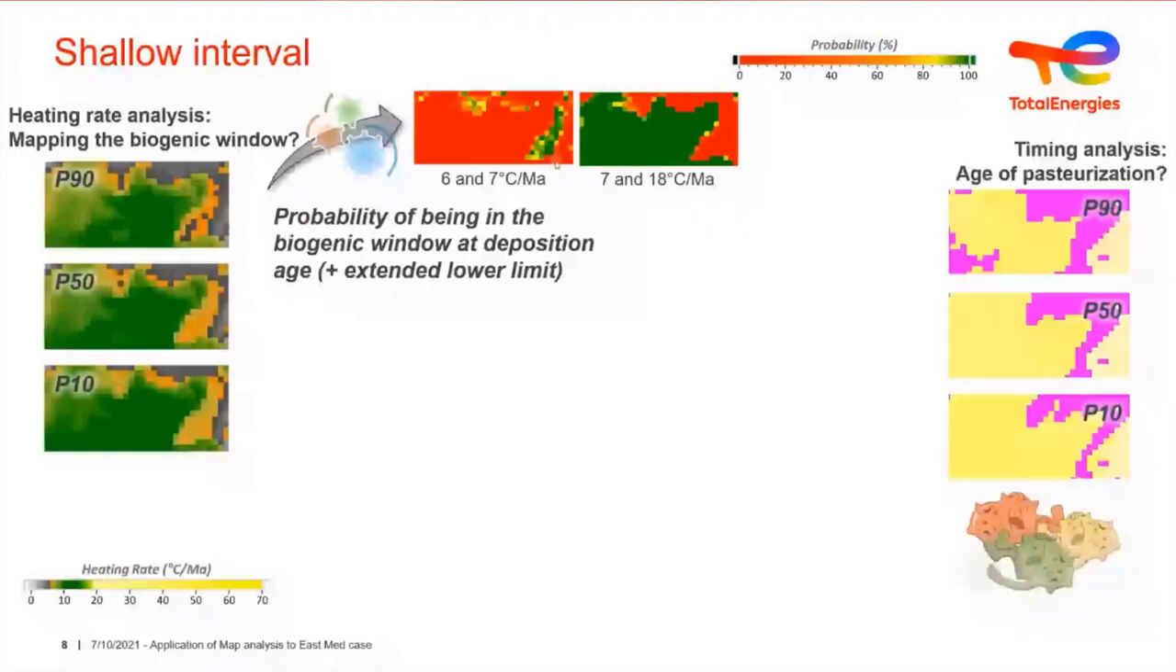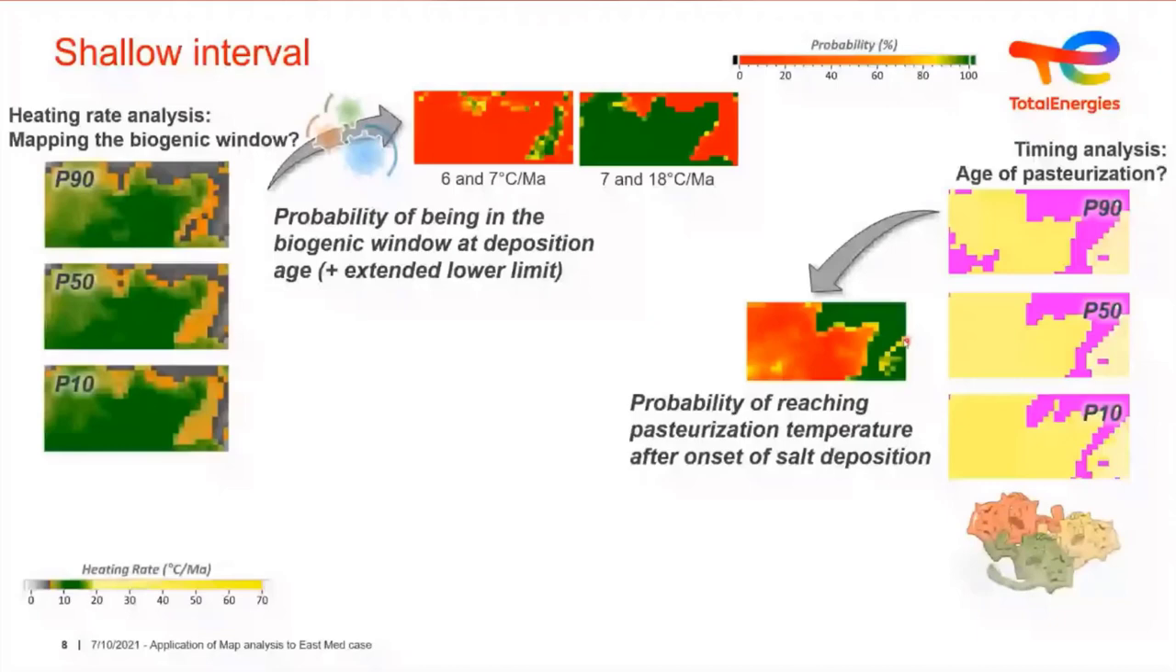The main question for that play was to combine this analysis, to know where the biogenic potential is, with the timing of pasteurization. So here we are checking if the biogenic generation is still active when we start to deposit the seal and start to impact the basin, the trap filling and the pressure evolution, with the Messinian salinity crisis, which is this pink shade. In that case, you see that in this green part, we reached the pasteurization after the onset of salt deposition.